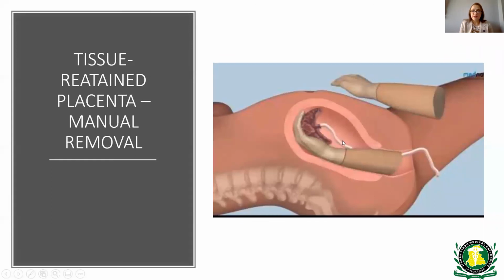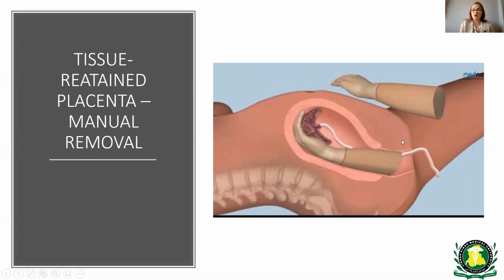Okay, so if we talk about the tissue or retained placenta, this is how you manually remove the retained placenta. Obviously, as you can see, the whole of your hand will be going in. So for your own safety, you wear large gauntlet gloves which cover up to the elbow. And also the patient needs anesthesia.